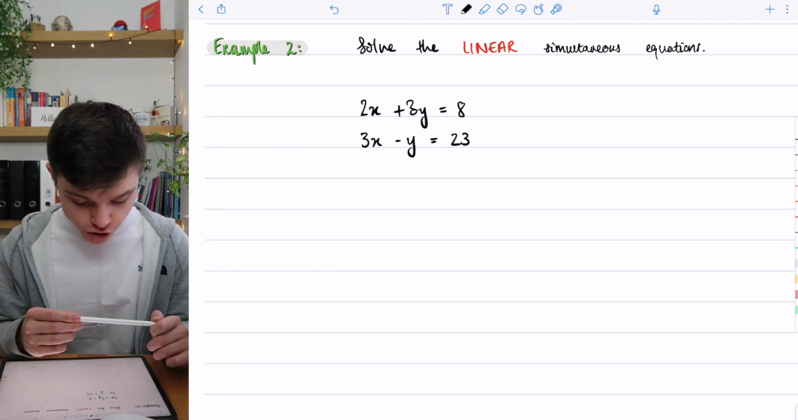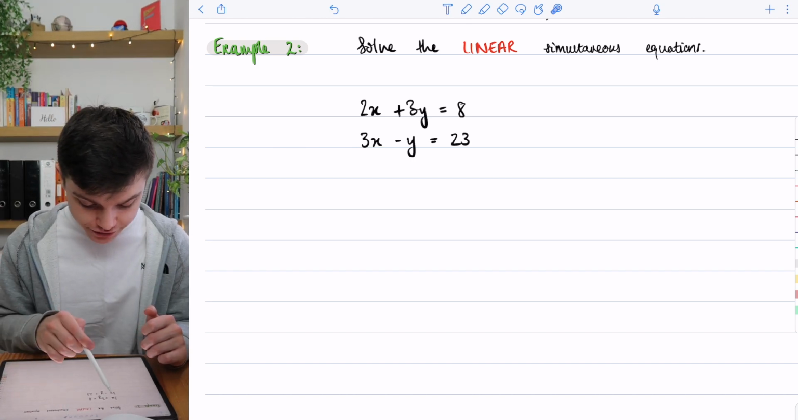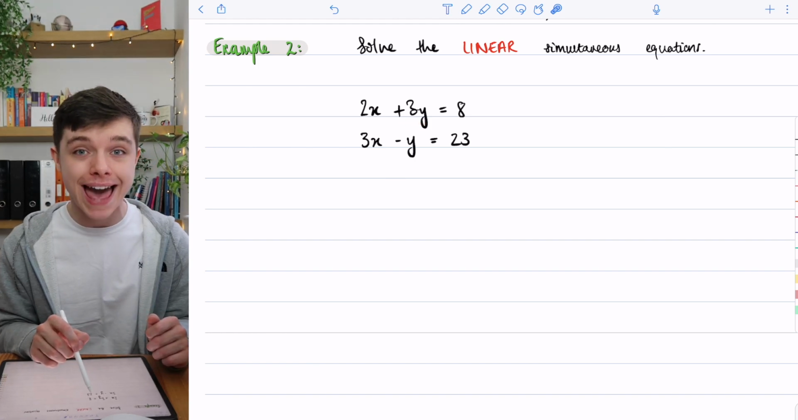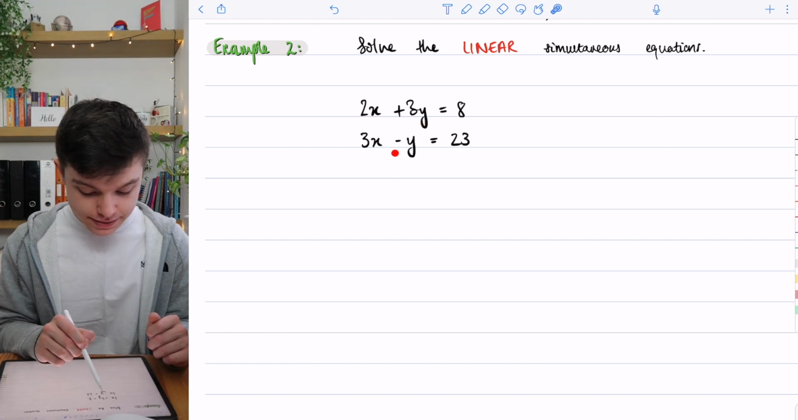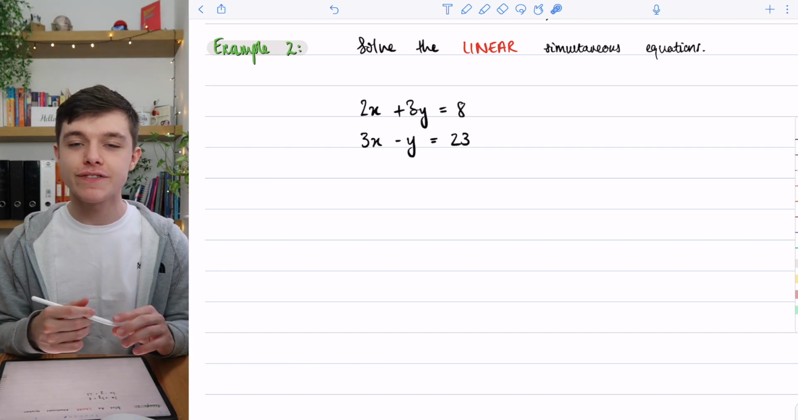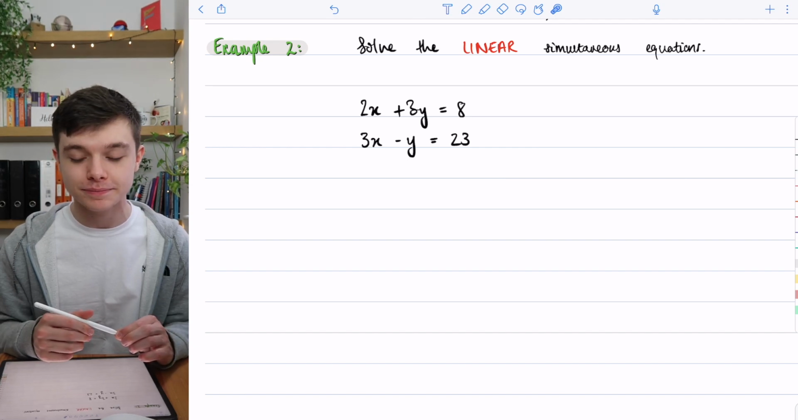Example 2, we want to solve. Again, they are linear simultaneous equations. We've got different numbers here. We've got 2x plus 3y is equal to 8. And we've got 3x minus y is equal to 23. So again, press pause if you want to, have a go, and then we'll work through the answer.